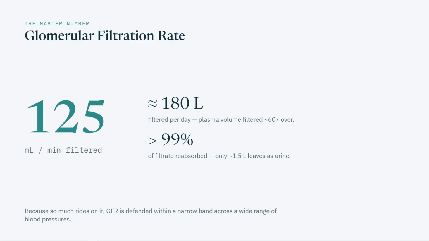GFR is the single most important number for kidney function. It's what your doctor estimates from a blood test. And because so much depends on it, the body works hard to keep it remarkably steady even as your blood pressure swings around. Which raises the question, how?